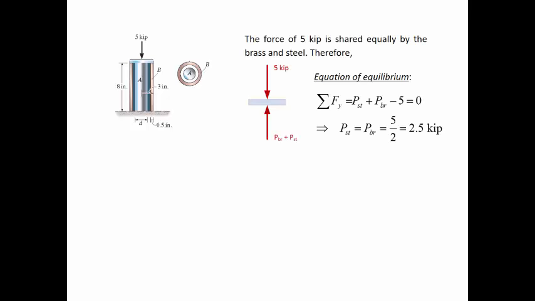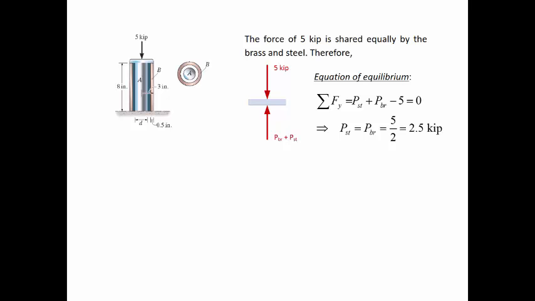Since we have been told that both the steel post and the brass tube share the load equally, we can write the equation of equilibrium. We know the 5 kips will be equilibrated by the portion of the load taken by the brass and the portion of the load taken by the steel. And because we know those two loads are equal, it would be just 5/2 or 2.5 kips each.